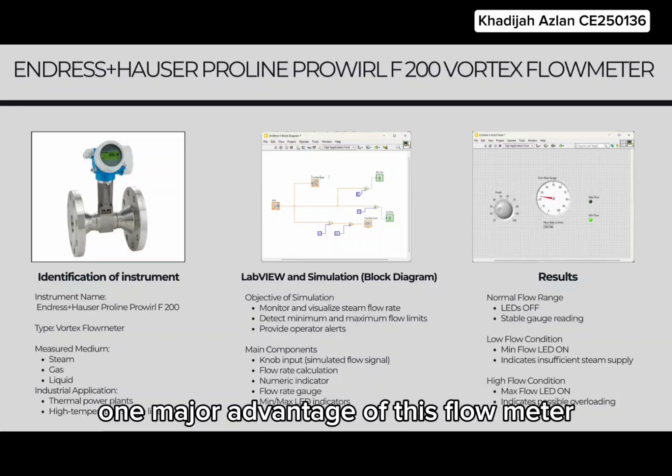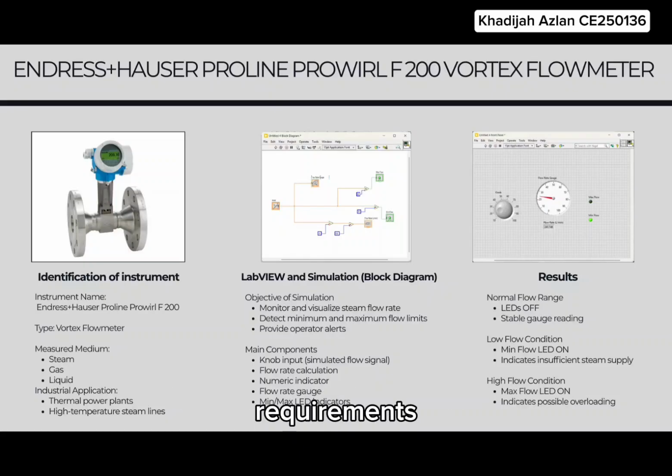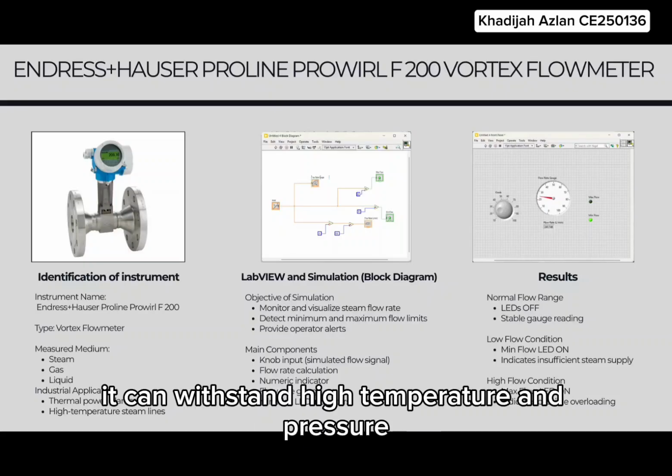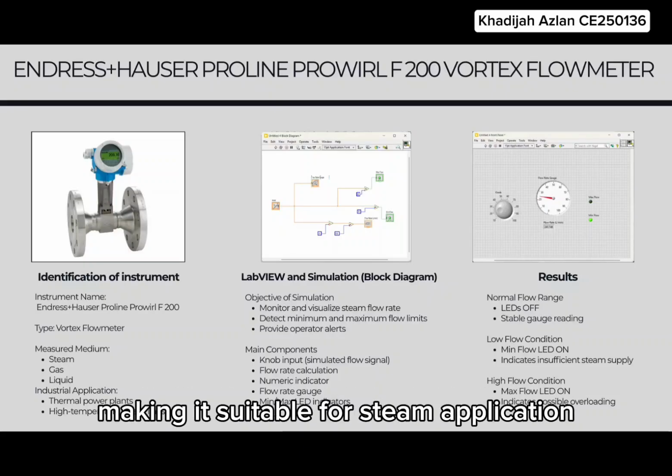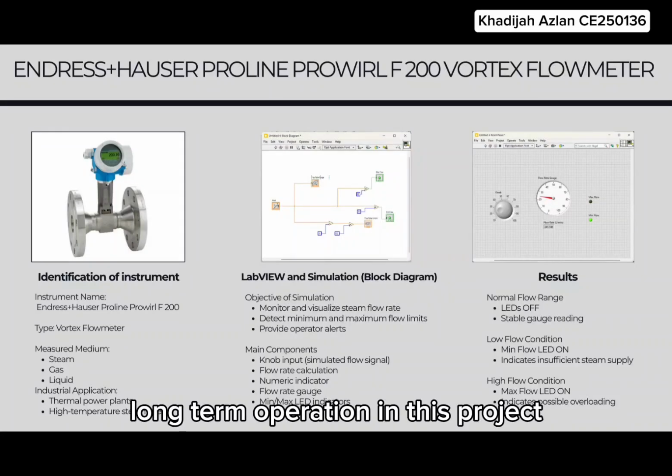One major advantage of this flow meter is that it has no moving parts. This makes it more durable and reduces maintenance requirements. It can withstand high temperature and pressure, making it suitable for steam application. It also provides stable and accurate measurement over long-term operation.